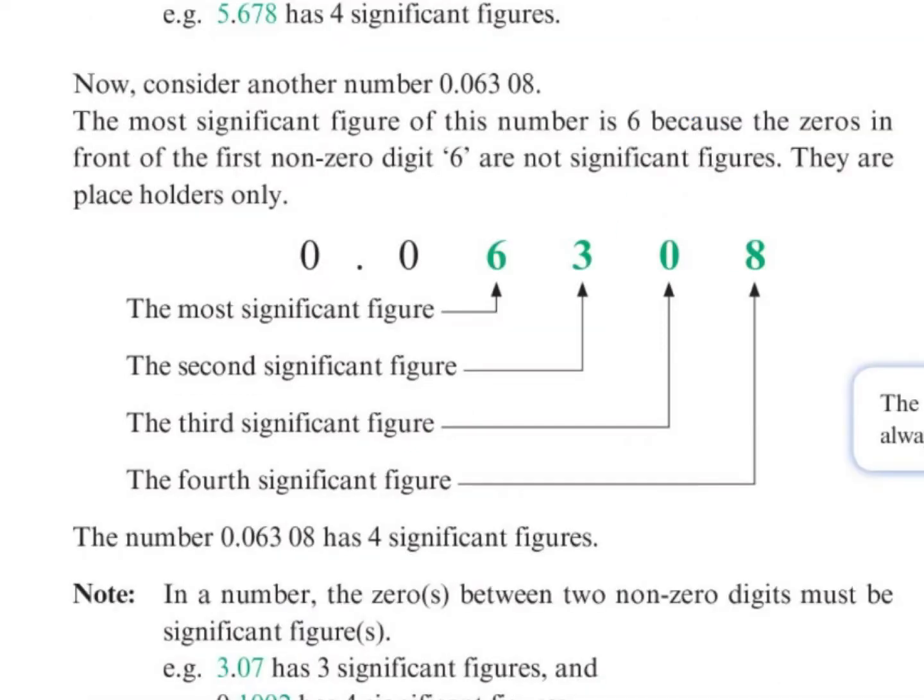How about the number 0.06308? First of all, 6 is the greatest place value. Its place value is the largest. Now here we call 6 the first significant figure, or the most significant. 3 next to it is the second significant figure. And the numbers behind can be the third and the fourth. And even if there is one more number, it will be the fifth significant figure.